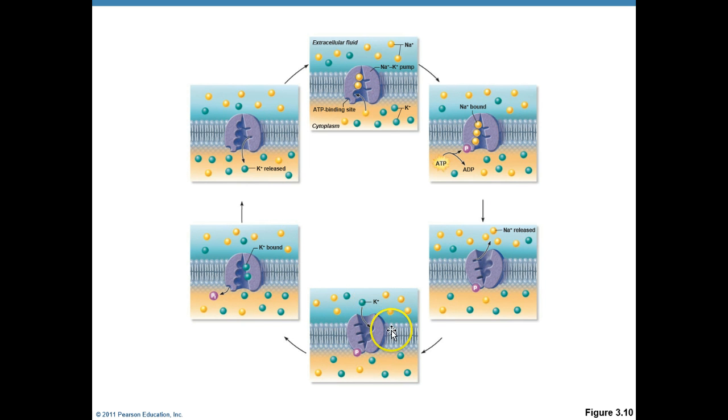Then potassium binds to the pump, and the pump reshapes itself and pushes the potassium inside the cell. And the potassium lets go of the pump once it gets inside because the shape of the pump changes. And then it's ready to start another round of pumping sodium out and potassium in. So for every ATP this pump burns, it shuttles 3 sodiums out of the cell and 2 potassium into the cell, both against their concentration gradient.